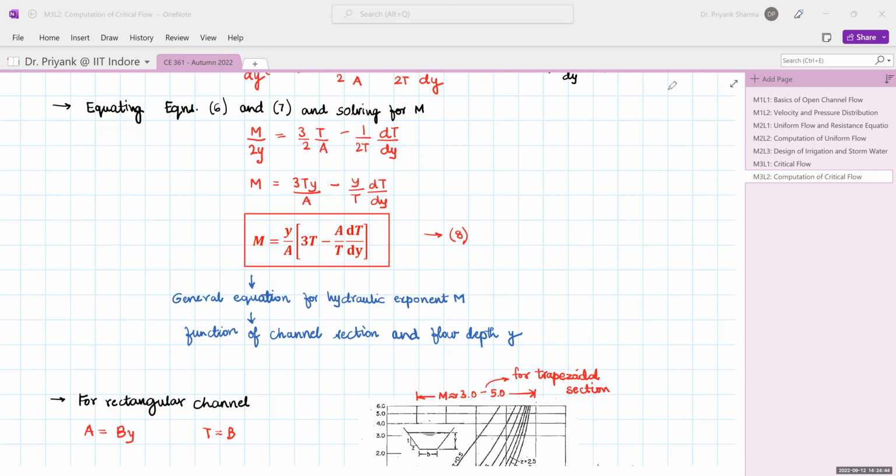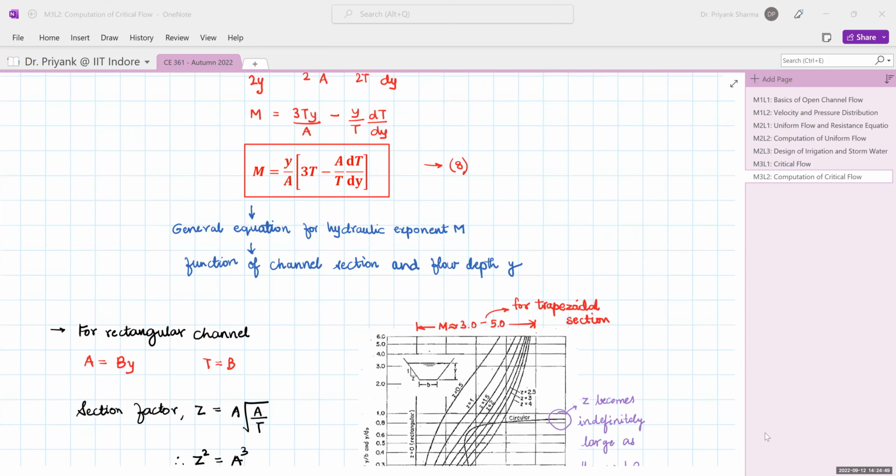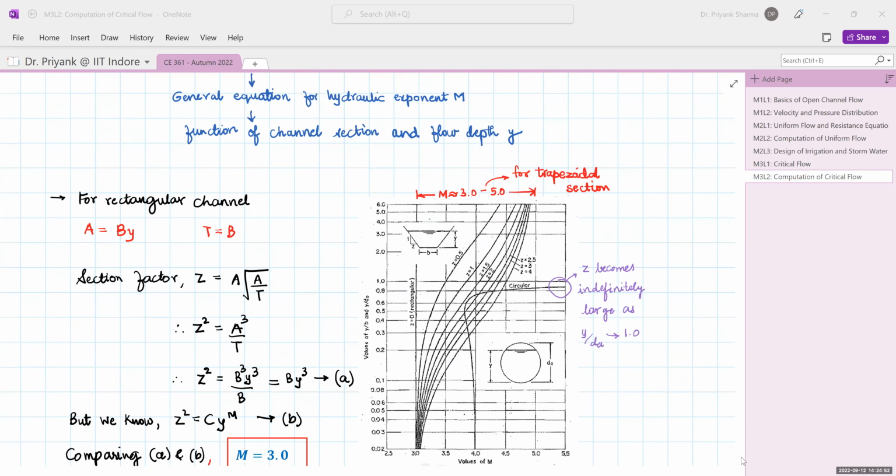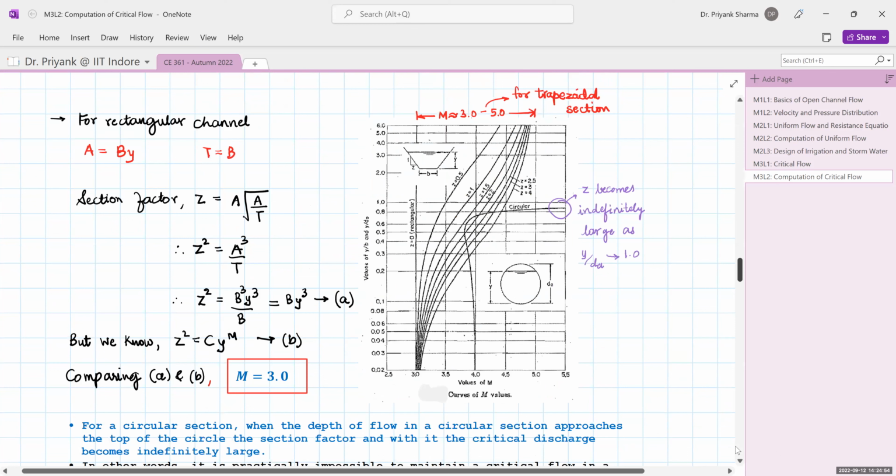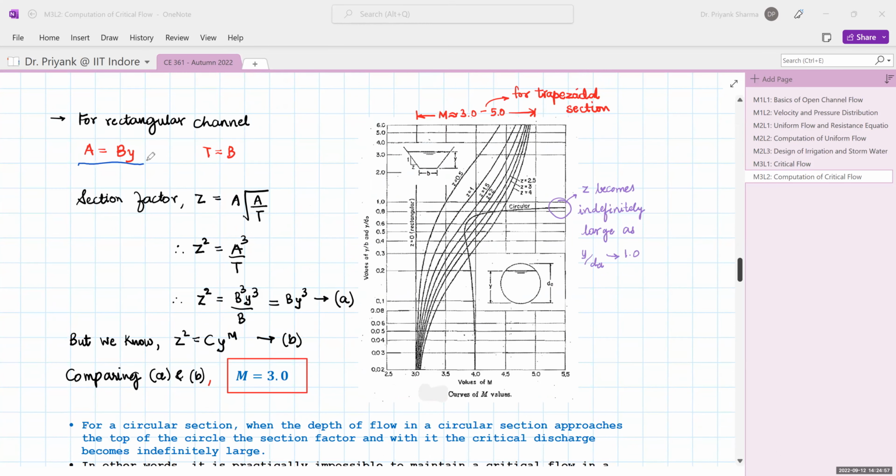Let us see how the hydraulic exponent can be computed for a rectangular section. For the cross section properties, rectangular section area is b into y, top width is b, and the section factor Z is equal to A into under root A by T. So Z square becomes A cube by T, that is b cube y cube by b, which is b squared y cube. We also know that Z square is equal to C into y to the power m, so you equate equations a and b, and equating the powers of y, you get m equal to 3.